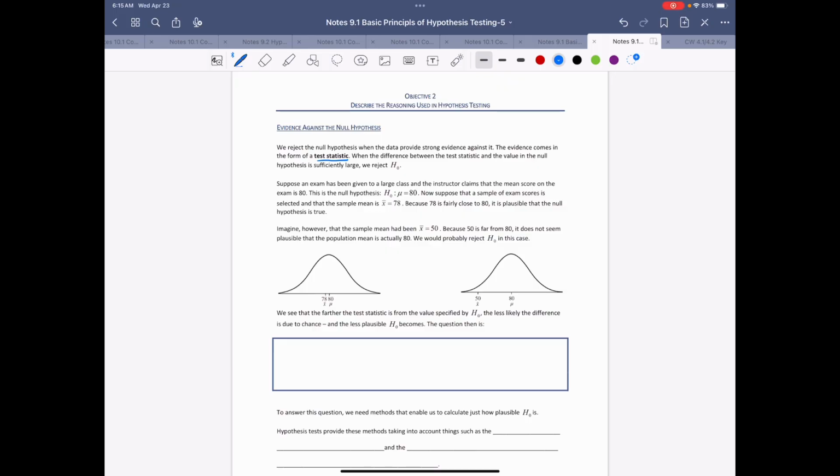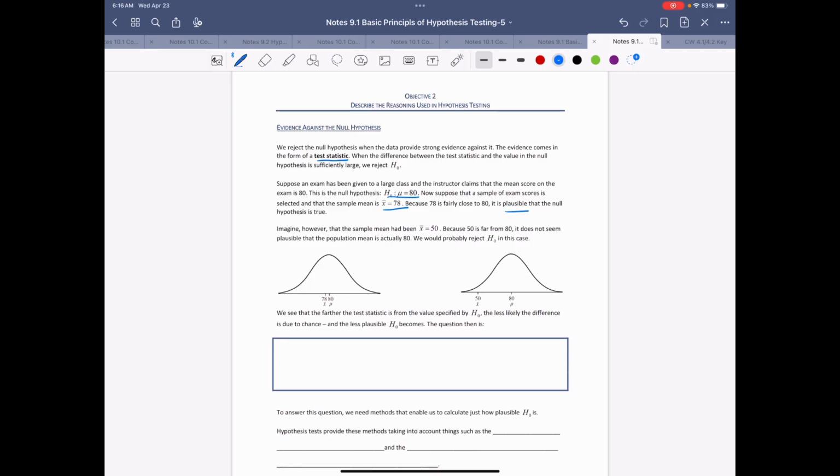Suppose an exam has been given to a large class and the instructor claims that the mean score in the exam is 80. The null hypothesis is H0: mu equals 80. Now suppose that a sample of exam scores is selected and the sample mean is 78. Because 78 is fairly close to 80, it is plausible that the null hypothesis is true. And plausible is more than possible. Plausible means it's reasonable. I think the null hypothesis may be true.